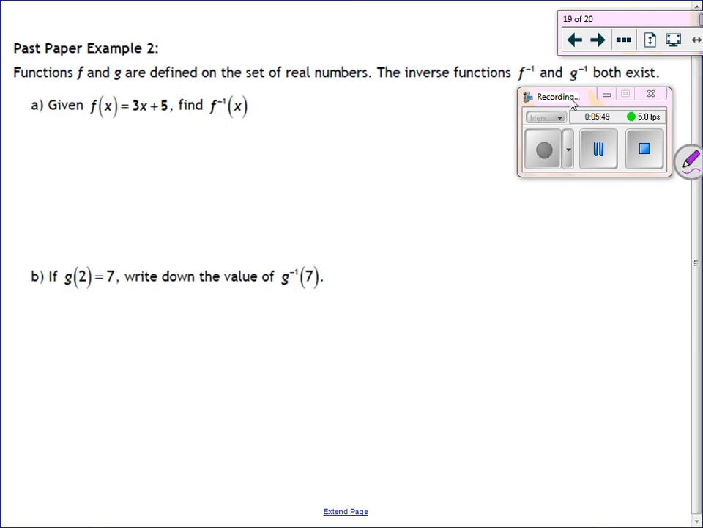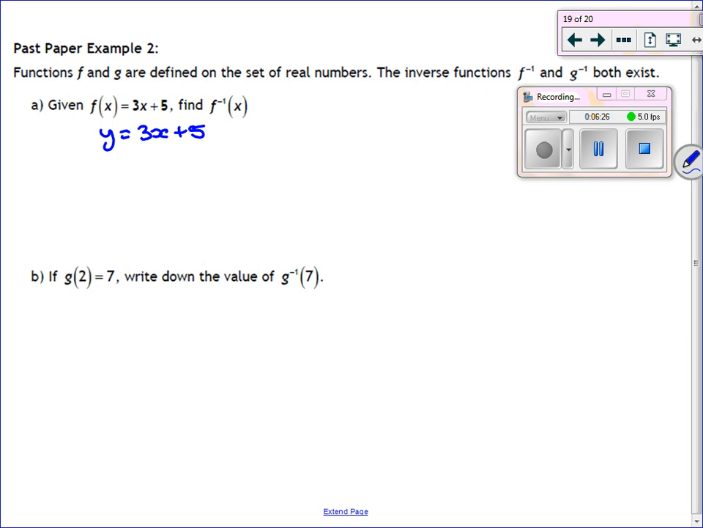Past paper example number 2. It says functions f and g are defined on the set of real numbers. The inverse functions f to the minus 1 and g to the minus 1 both exist. Given that f of x is equal to 3x plus 5, find f to the minus 1 of x. So we'll change our f of x to a y. So we'll say that y is equal to 3x plus 5. And change subject of the formula.